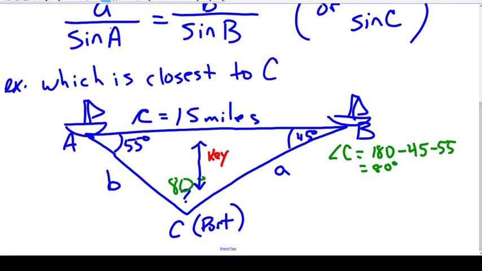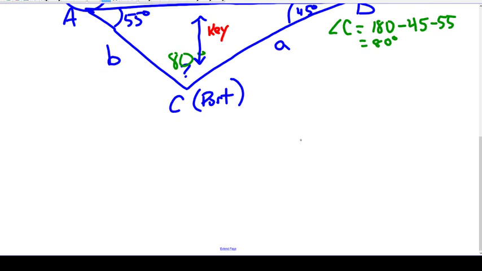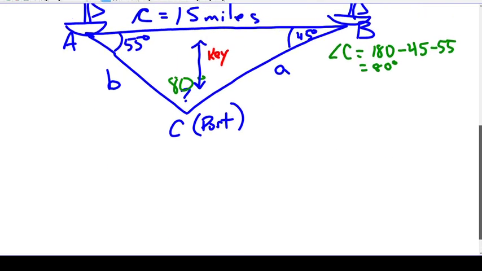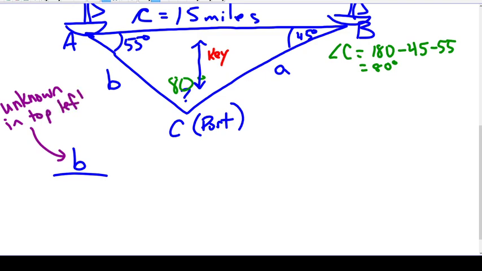Well, we're going to set up the sine law, a over sine A equals b over sine B, but using the correct letters that we need to actually solve this for each side. So let's say I wanted to solve for side b. The first thing I want everybody to know is that you're always going to put your unknown in this position. Always, okay? So whatever letter you're looking for, you're always going to put it in the top position here.